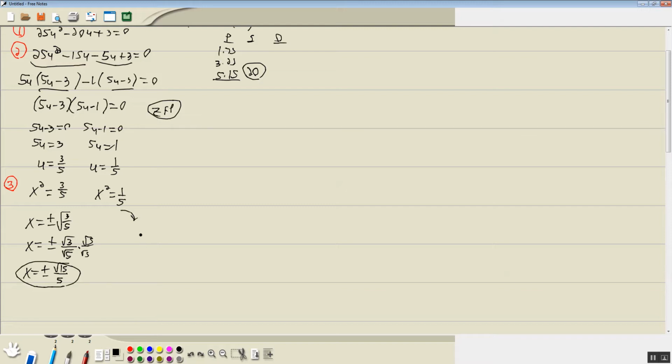Now here I do the same thing. Square root property, drop my squared, put a plus or minus square root around the other side.